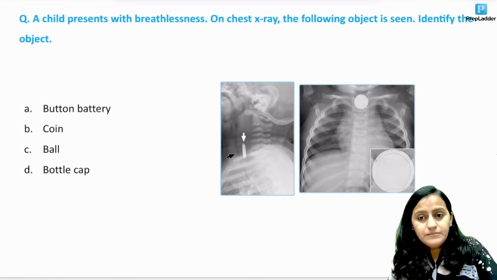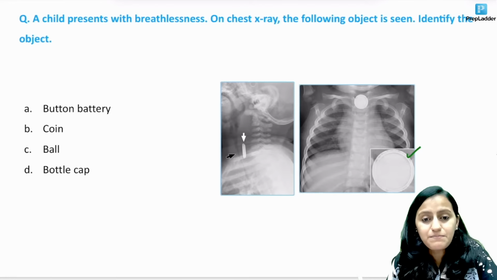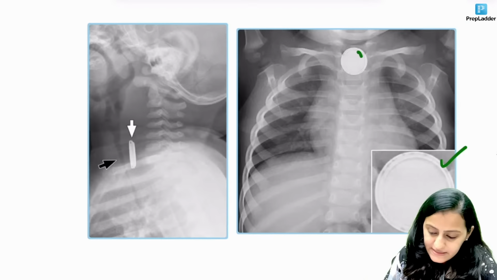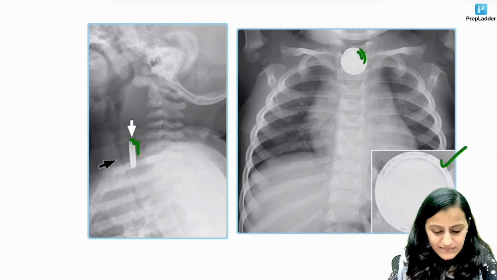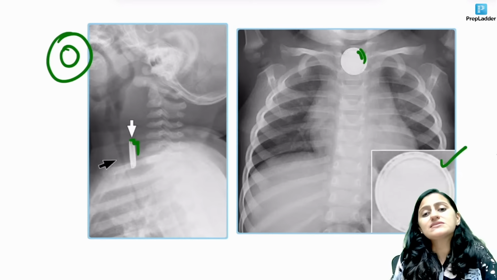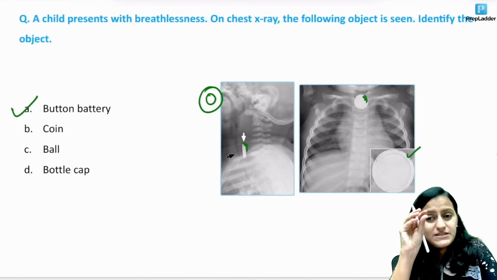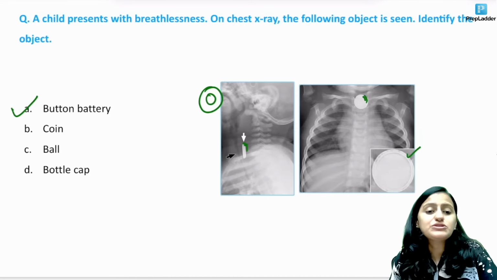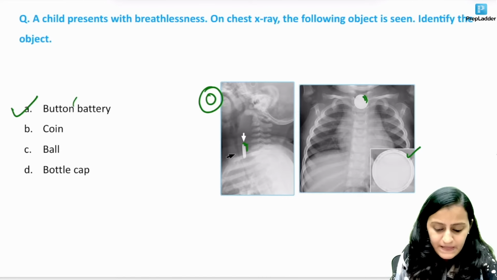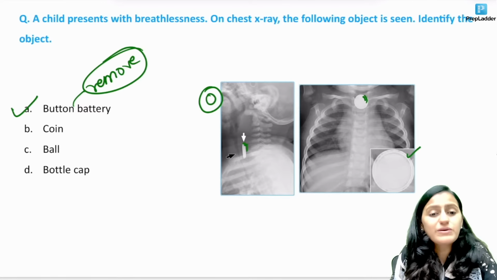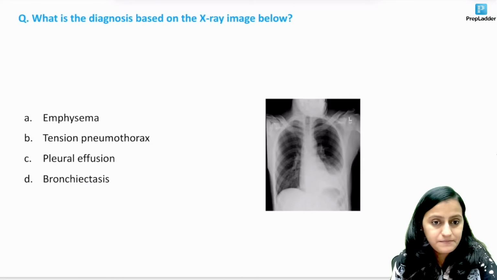Next one. What is the object here that you are seeing? Look at this appearance, the double ring appearance, right? Look at this double ring appearance and the step-off effect that you have telling you there's a smaller circle and there's a bigger circle in that. So it's not a coin, it is a button battery, which has a smaller circle and a bigger circle. So this is button battery. Double ring or halo sign is what is seen. Please remember, you need to remove it even if it is asymptomatic. Button battery, you cannot keep it there.